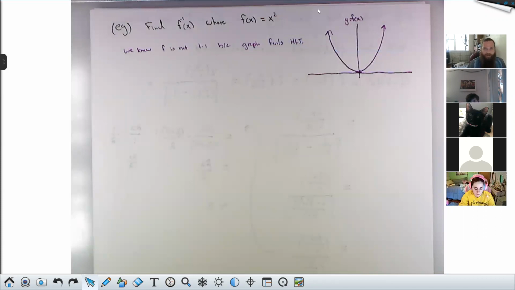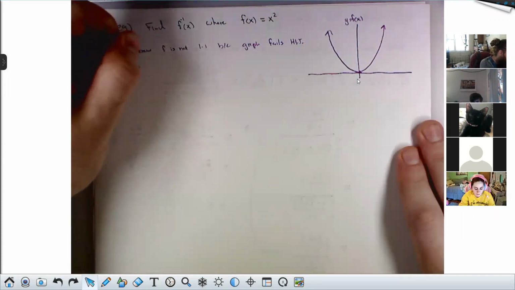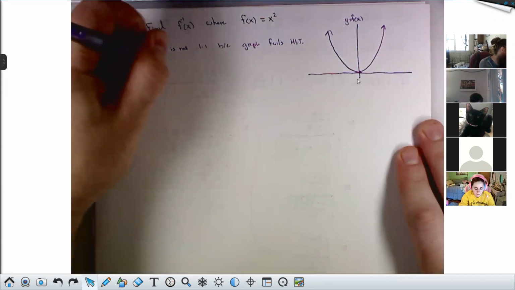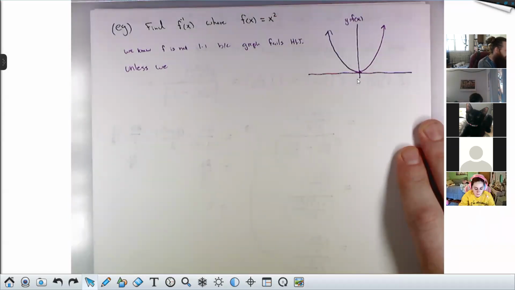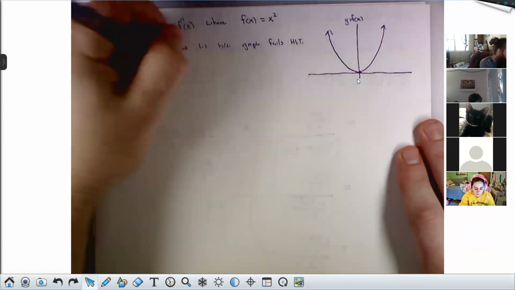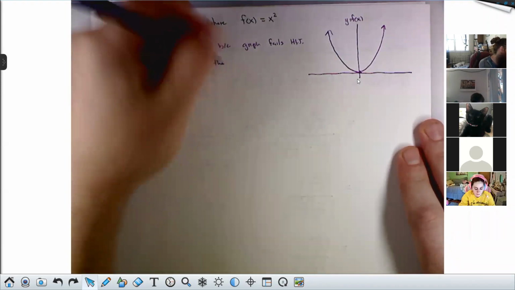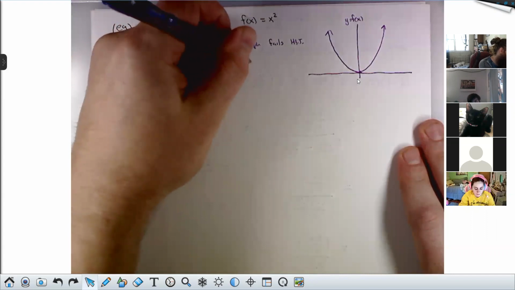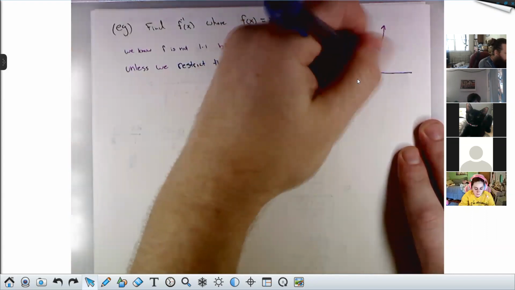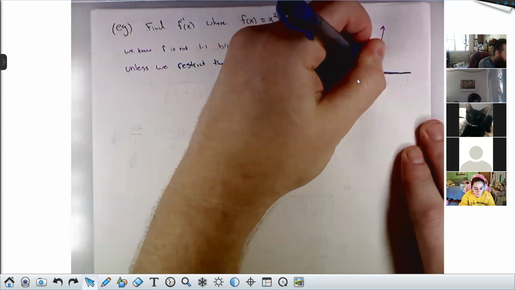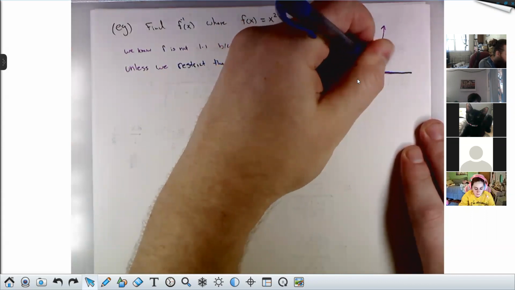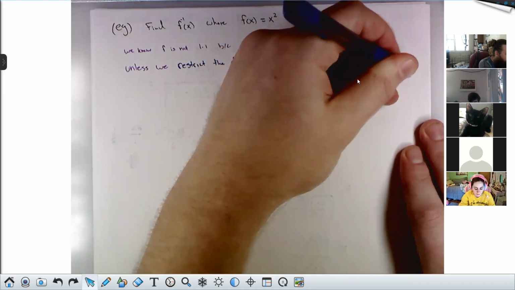The sneaky thing that I can do is throw half of this away. Just say, I don't care about the left half of this parabola. The term for that is, unless we restrict the domain. So maybe what I say is I want to hold on to just the right half of this parabola. I'm going to throw away the left half.